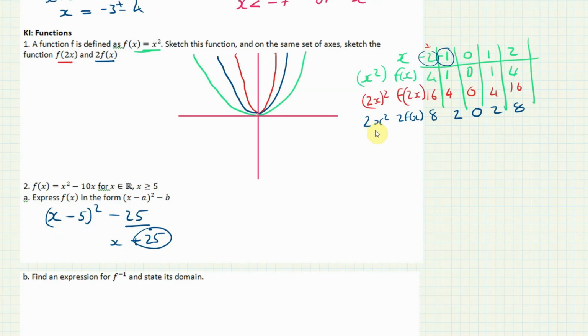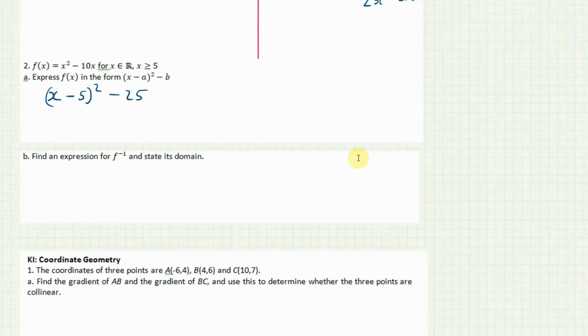And now it says find an expression for the inverse and state its domain. Now, when you're doing an inverse of a quadratic, use the completed square version. So it's helpful that we got told to do that, because now we can use that. So we're going to go y is equal to (x minus 5) all squared minus 25. We swap our x and y values over because that's what an inverse does. It swaps the input and the output.